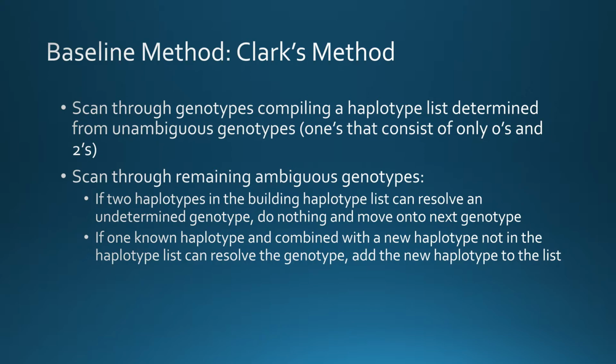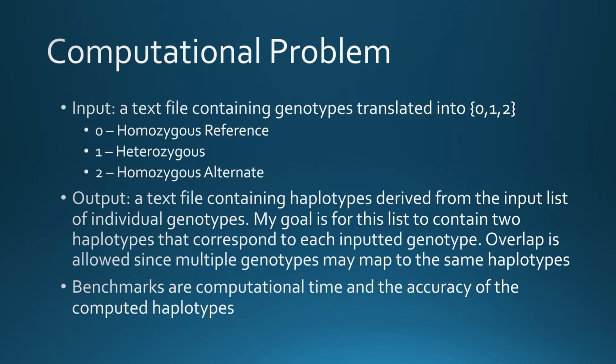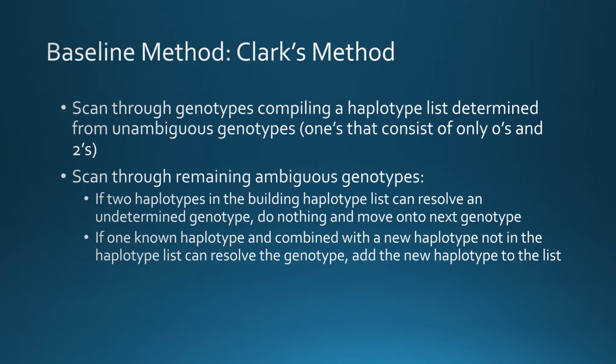After compiling that initial list of haplotypes, we scan through the remaining ambiguous genotypes. If 2 haplotypes in the building haplotype list can resolve an undetermined genotype, meaning those haplotypes correspond to the genotype, where we can flip the zeros or ones at the heterozygous positions and see which ones correspond to our building haplotype list, then we don't do anything. We move on to the next genotype because we already have haplotypes in the list that can resolve that undetermined genotype.